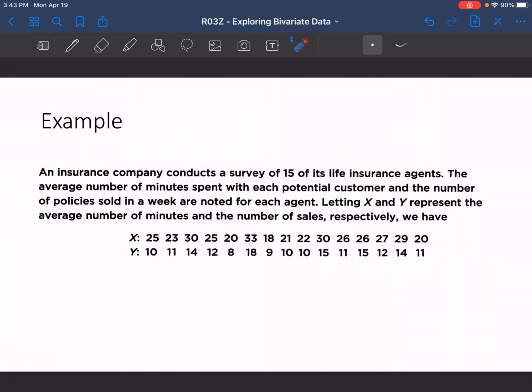So when we look at this example right here, an insurance company conducts a survey of 15 of its life insurance agents. The average number of minutes spent with each potential customer and the number of policies sold in a week are noted for each agent, letting X and Y represent the average number of minutes and the number of sales respectively. We have this data right here. X represents the total number of minutes that each insurance agent spent with a customer or customers, and Y represents the total number of sales based off of how many minutes were spent with that customer.